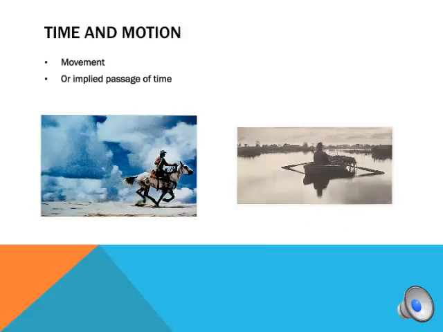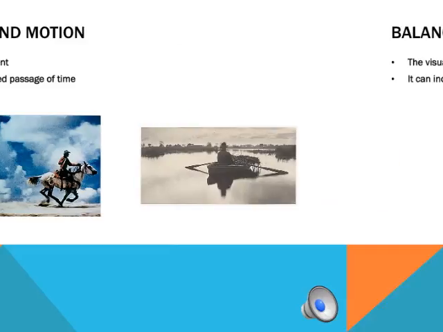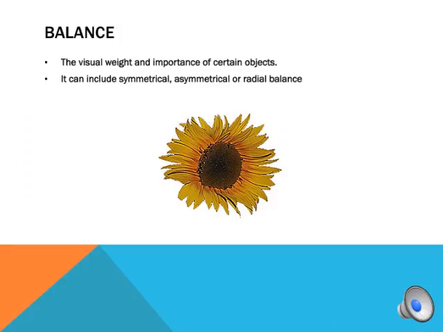Time and motion in art not only depends on what the subject is. A painting of a horse running obviously implies movement, but so can a diagonal line. It can provide some dynamic elements and some flow.